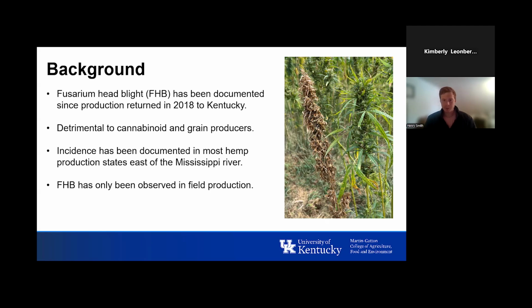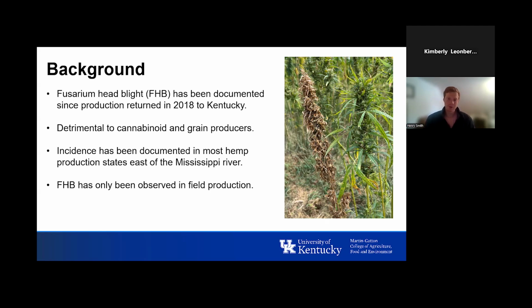Incidence has been documented in most hemp-producing states east of the Mississippi River. So we do have a fair amount in Kentucky. We've seen it in Tennessee, North Carolina as well. And we've really only documented FHB in field production. We have not seen any cases of FHB occurring in greenhouse grow operations.